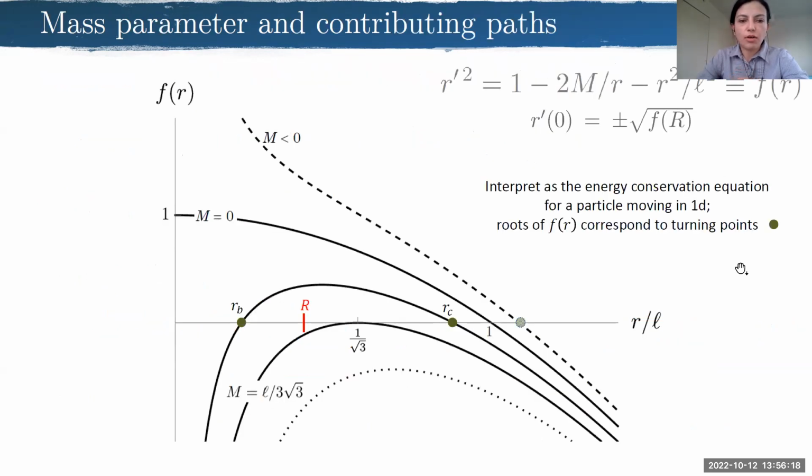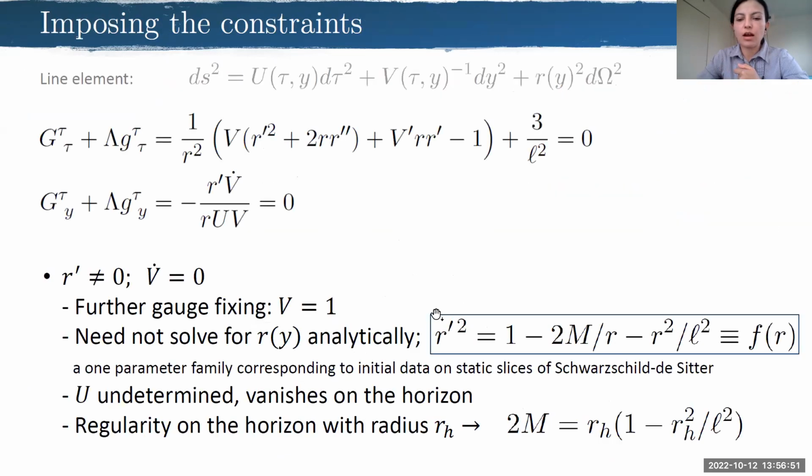Let's look at this function F of R as a function of mass. So this mass parameter could be anything from negative values, zero, or positive values. But because we want to have Riemannian slices, only the values of F which are positive are acceptable. So for example, if the mass parameter is this critical value, this shows that the function F has to be zero, which means that R prime is zero. So there is just one radius for all spheres that exist in this slice.